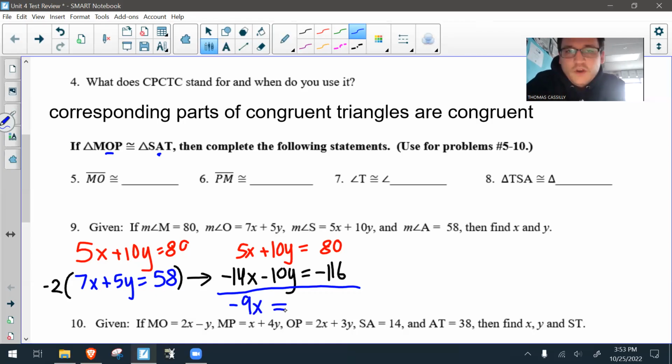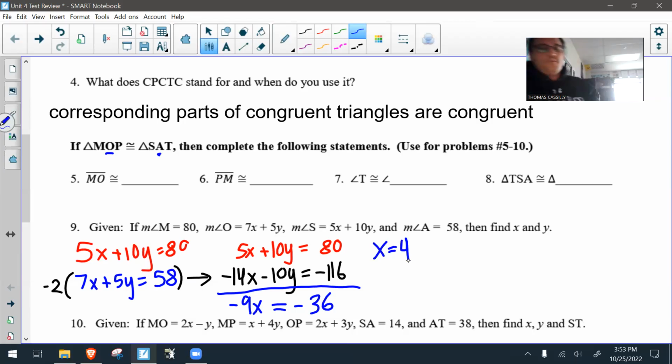Or if you want to think about it, we know that answer needs to be negative because the negative number is bigger. If you think about it, 116 is bigger than 80. So it's a more negative number than that positive number is positive. So if you think of 116 minus 80, that's 36. So we just need to know, oh, we're going to have a negative 36. All right, and then divide both sides by negative 9. And you're going to have x equals, let's see, that should be 4 because 9 times 4 is 36.